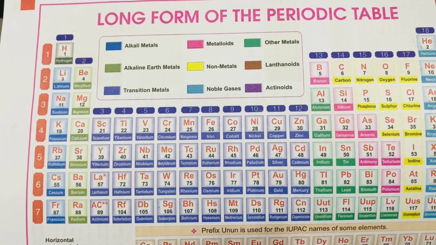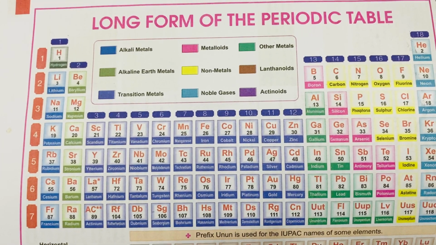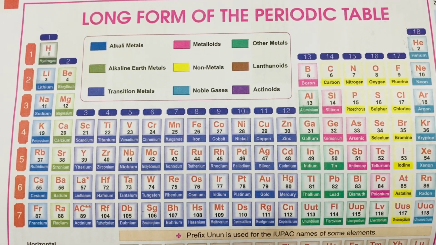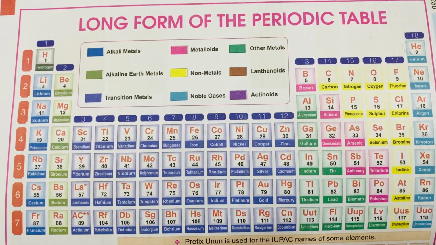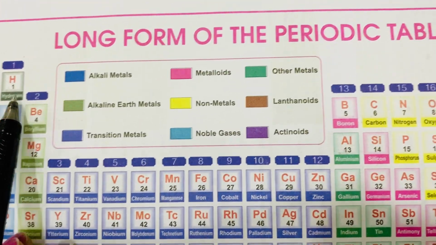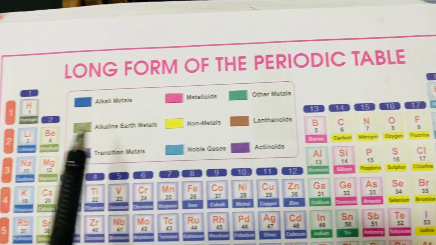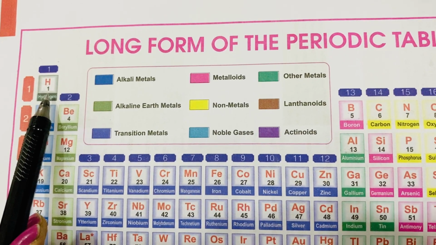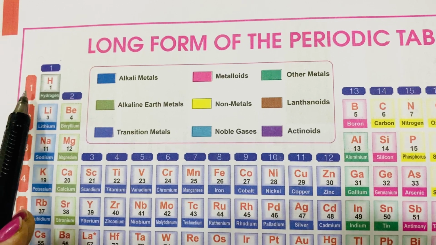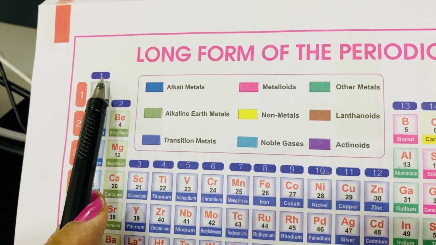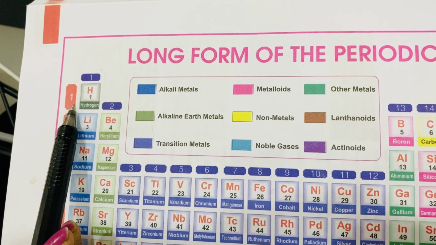Students, today we will be learning the position of different elements in the long form of the periodic table, that is, the modern periodic table. As we all know, all the elements are arranged according to their increasing atomic number. The element having the least atomic number, that is hydrogen, is placed in group 1 and period 1. Can you see here, group 1 is this group and this is period 1.